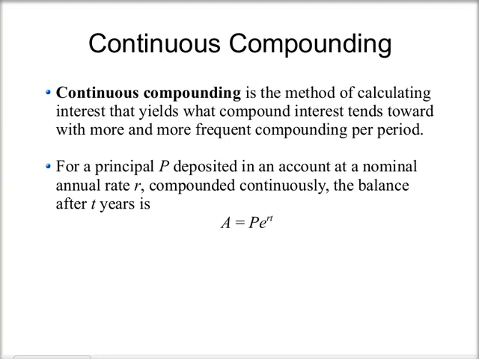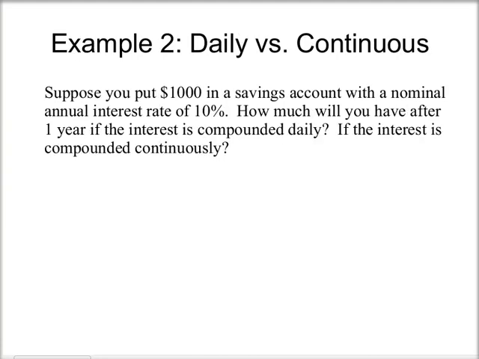Continuous compounding is the method of calculating interest that yields what compound interest tends toward with more and more frequent compounding periods. So for a principal P deposited in an account at a nominal annual rate of R and compounded continuously, the balance after T years is given by this formula: A equals P, the principal, times the number e to the power of R times T. So that's a pretty simple formula, and let's take a look at an example of calculating continuously compounded interest.